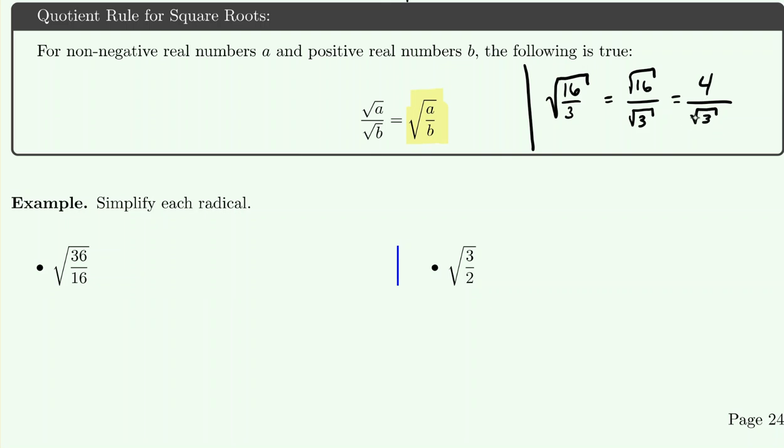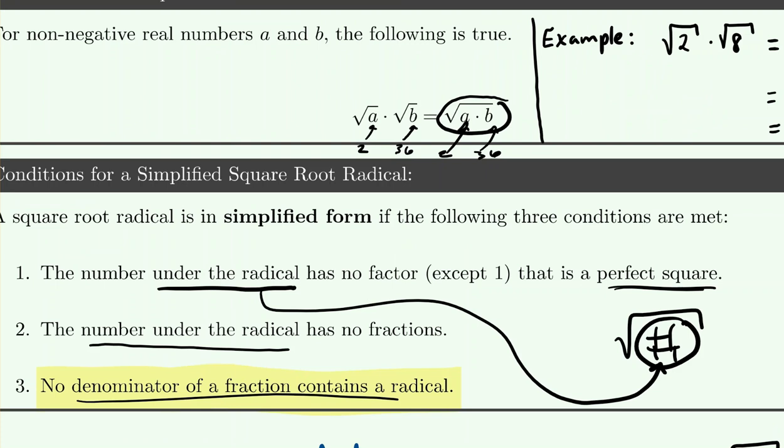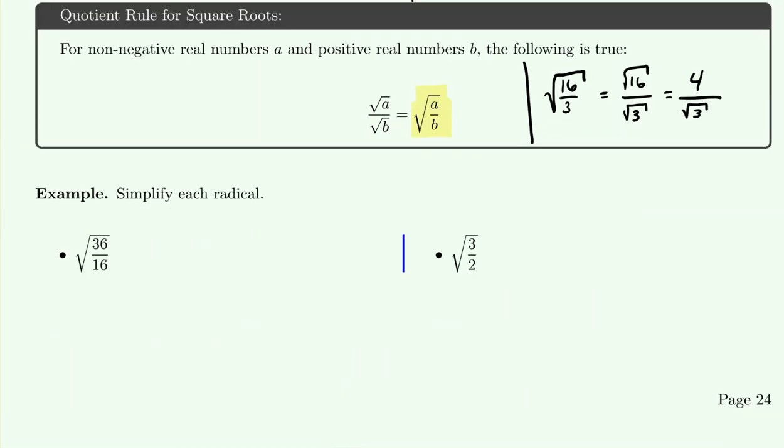And then the final step, in terms of being fully simplified, this would go to step 3 of our list above. In the example we were just working, we had 4 divided by the square root of 3, but in terms of our criteria for when something is simplified, no denominator can have the radical. So what we would need to do here is multiply by our fancy 1 again. This is a technique that we saw last time when we learned about how to add and subtract fractions.